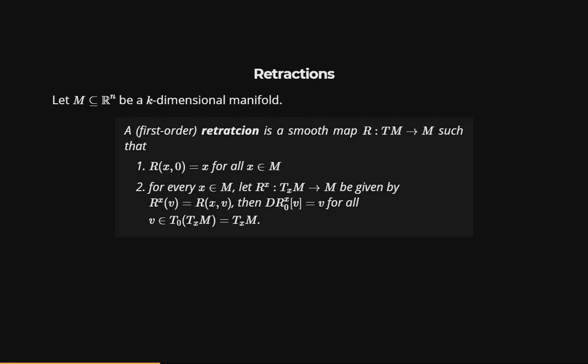So it means that you have a way to map the tangent space of a point to the manifold. It sends the origin of the tangent space to the point, and you want it to look like the identity nearby. For example, the easiest example for a mathematician would be a vector space, because the tangent space to a vector space is the vector space itself.